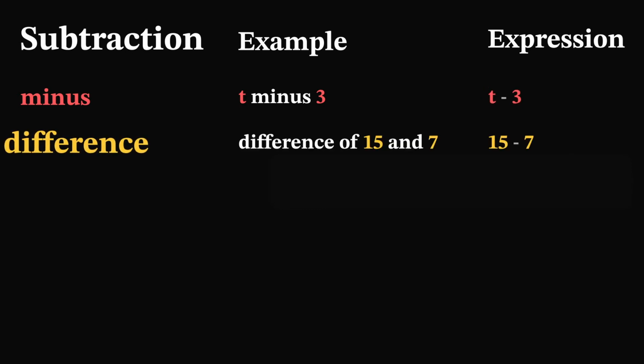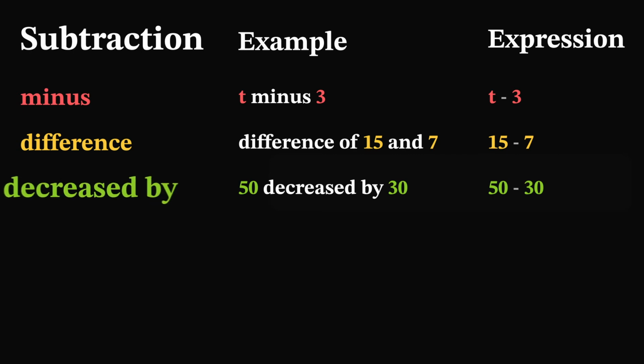Next, we have difference. Difference is the result of subtraction, so when you hear that word, you should be thinking subtraction. We have difference of 15 and 7. This is another one of those cases where we want to pay attention to the words of and, because that helps us set up this expression. So the difference of 15 and 7 is 15 minus 7.